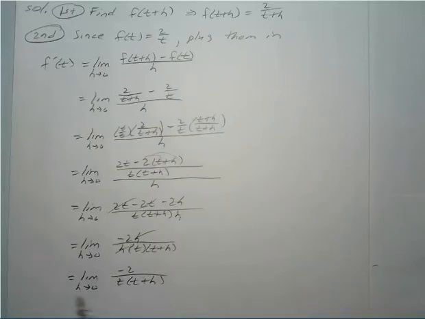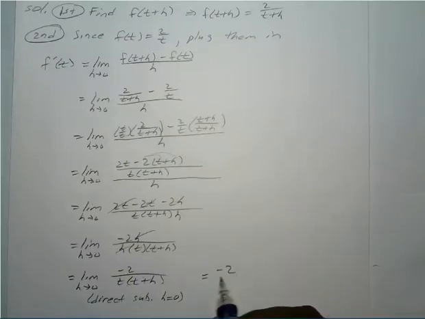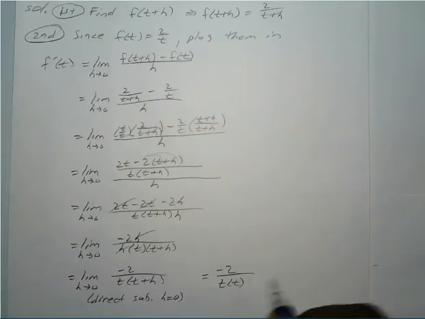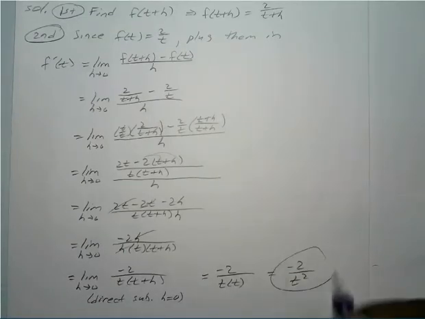Okay, so again, we do our direct substitution of h equals 0. As soon as we plug in, we have negative 2 over t times t, or just negative 2 over t squared.